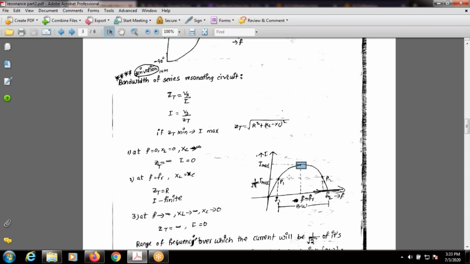Okay, at P1, what is the current? At P1 the current is 1 by root 2 of its maximum, and the maximum is the applied voltage V by R. Similarly at P2, 1 by root 2 of its maximum, which is V by R only. And now the bandwidth is defined as F2 minus F1. Now we have to derive the expressions to find the bandwidth. We have to find the F2 value, similarly the F1 value, at P1 and P2. Right.